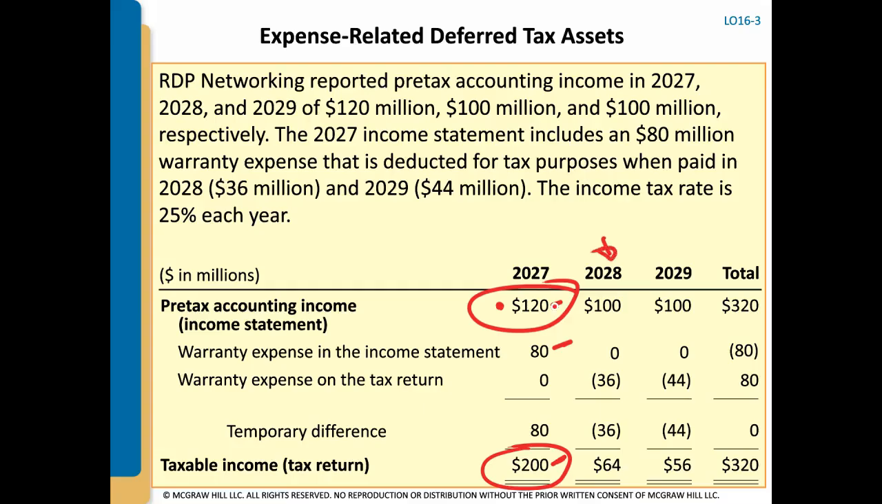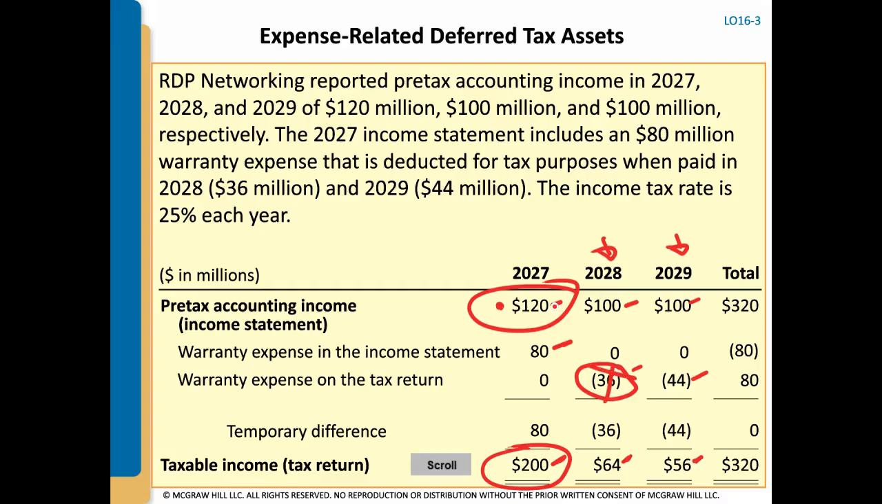But in 2028, we're going to be able to take that deduction for the warranty that was paid for $36 million. So we're going to start with pre-tax accounting income of $100 million minus $36 million. So our taxable income in that year is $64 million. And in 2029, pre-tax income was $100 million. Warranty payments were $44 million. So our taxable income is $56 million.